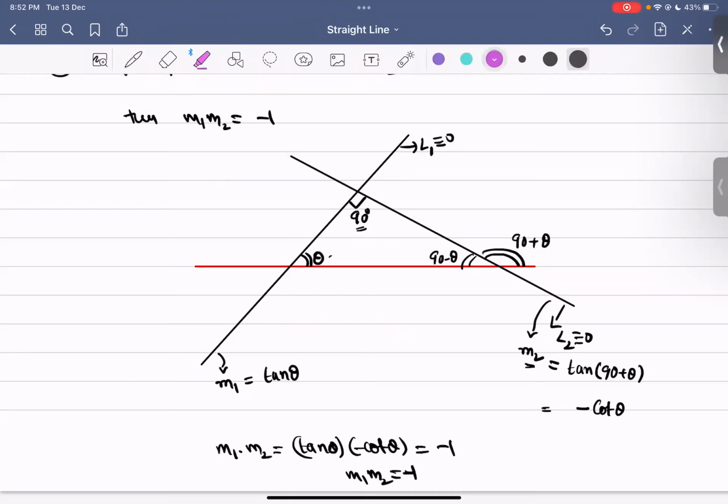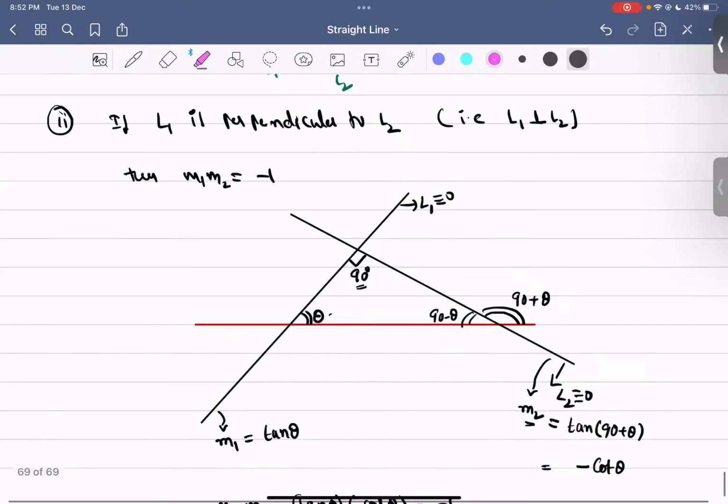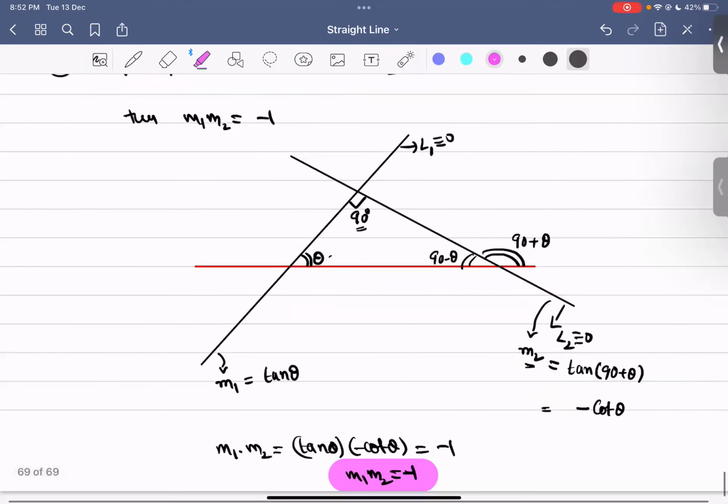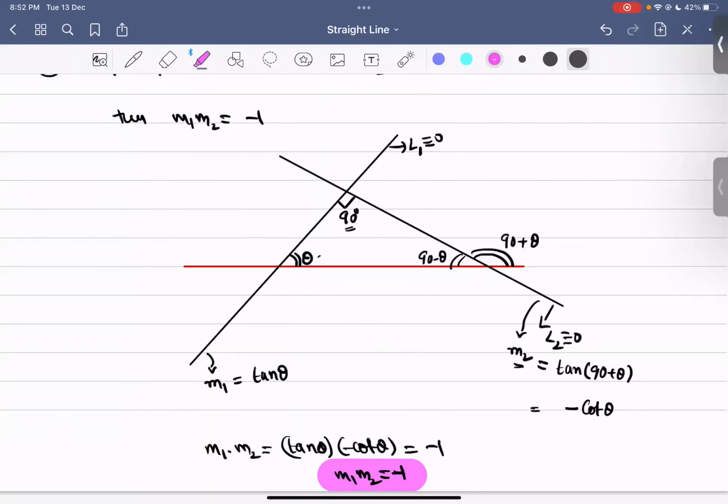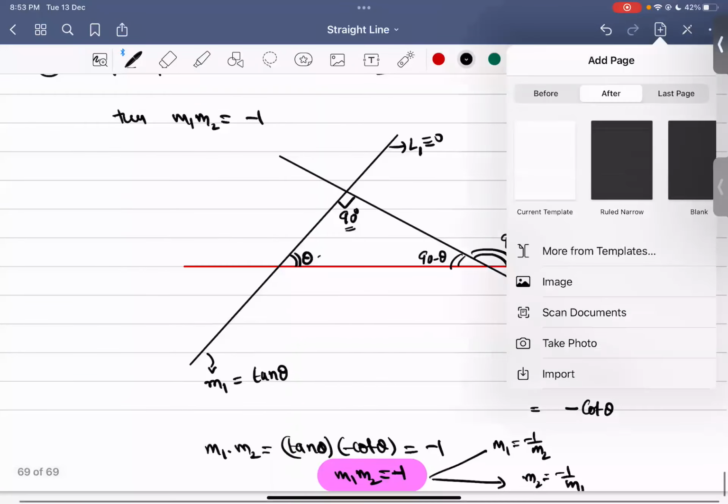You memorize this. If the two lines are perpendicular, then the product of the slopes is minus 1. If the two lines are parallel, then M1 is equal to M2, the slopes are equal. Clear? Clear, sir. Yes. So in any question, if the two lines are perpendicular, the relation between the slopes is M1 M2 equal to minus 1, or you can say M1 is equal to minus 1 by M2, or M2 is equal to minus 1 by M1. This is the relation. So this is the second point.